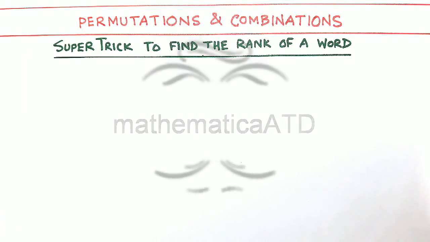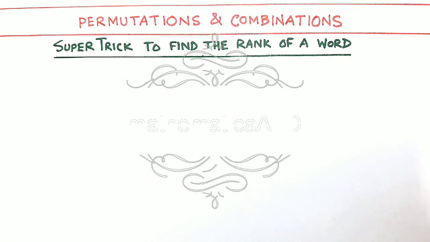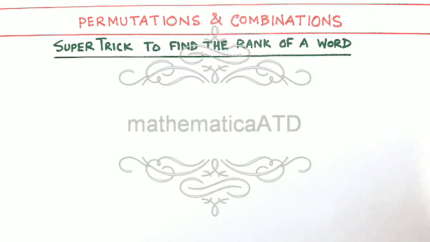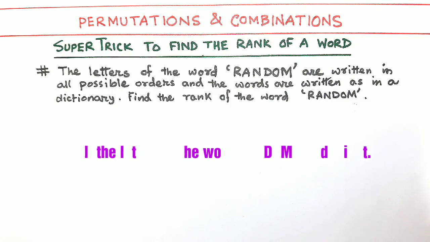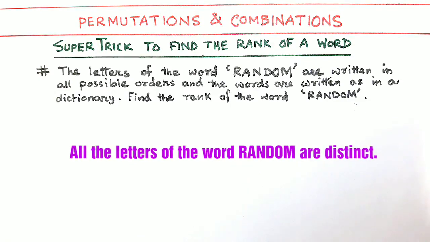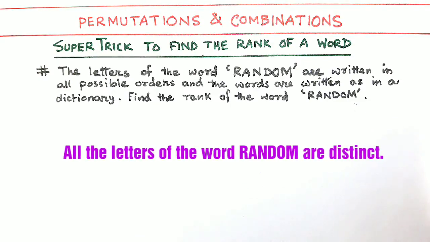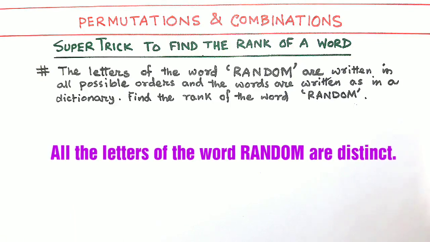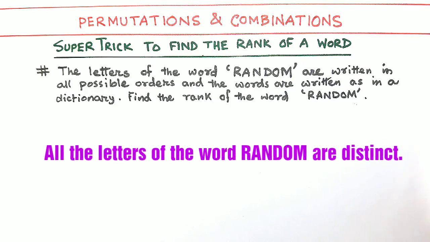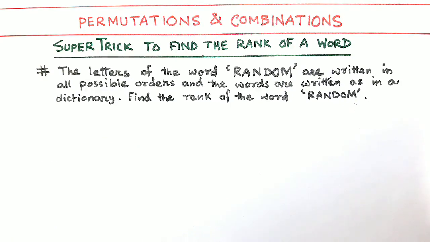Dear friends, in the joint entrance section, you will see a super trick to find the rank of a word. Here, the letters of the word random are written in all possible orders and the words are written as in a dictionary. Find the rank of the word random. In the traditional method, it will take too much time, but in this section, you will see how to find the rank of this word in only a few seconds.